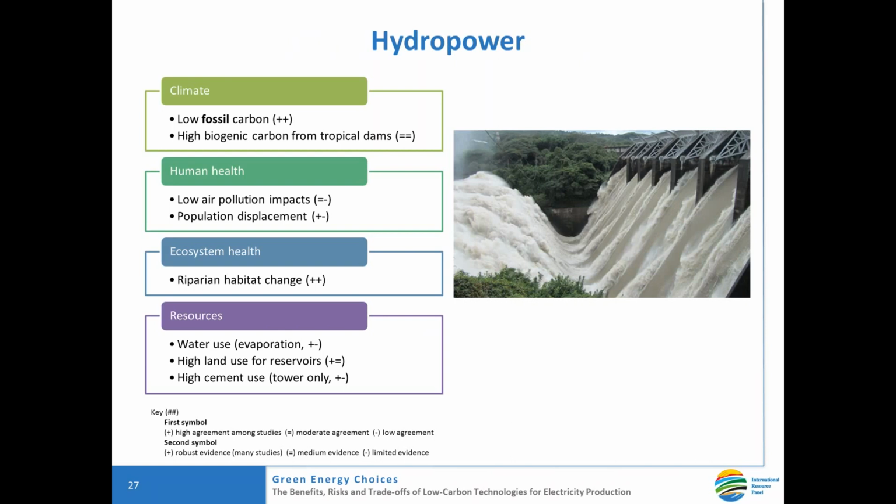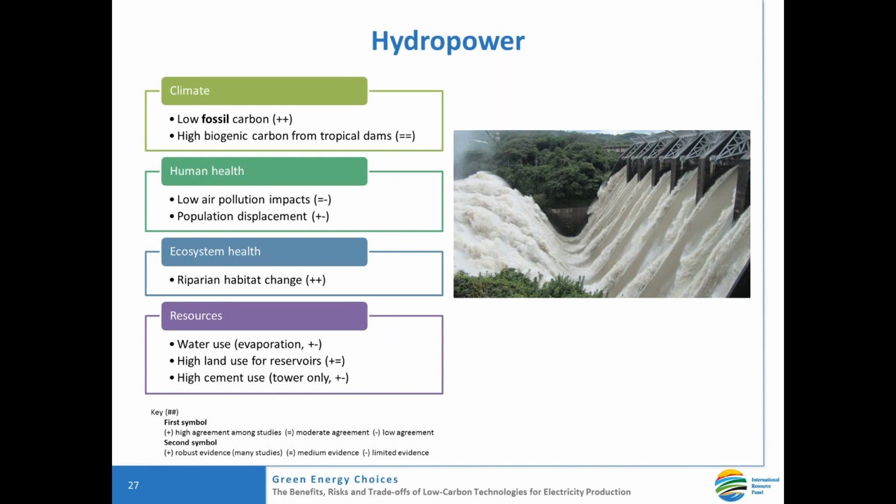Hydropower is maybe the most well-established form of renewable power, and it has significant advantages. It offers low greenhouse gas emissions. However, there are some hydropower dams that have high biogenic methane emissions, and these can be a problem. In terms of human health impacts, a life cycle assessment indicates low air pollution impacts, but there are some issues that are connected to the construction of sites in certain areas.